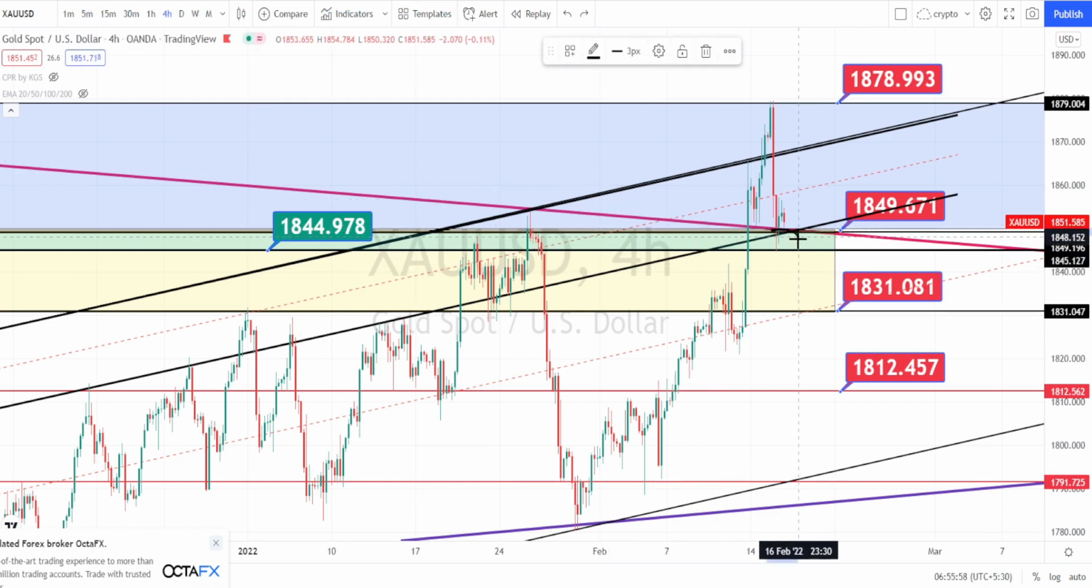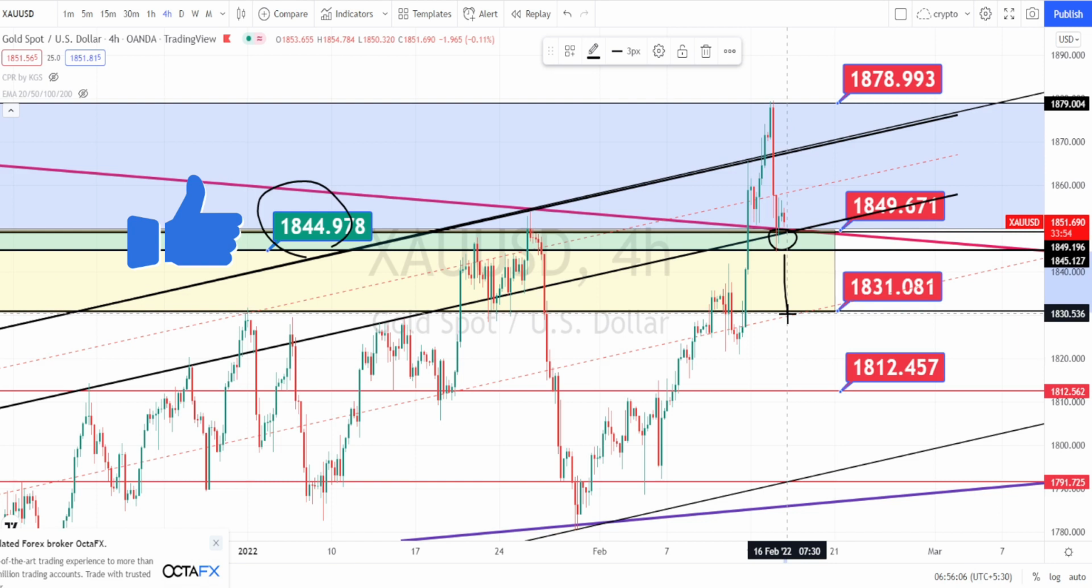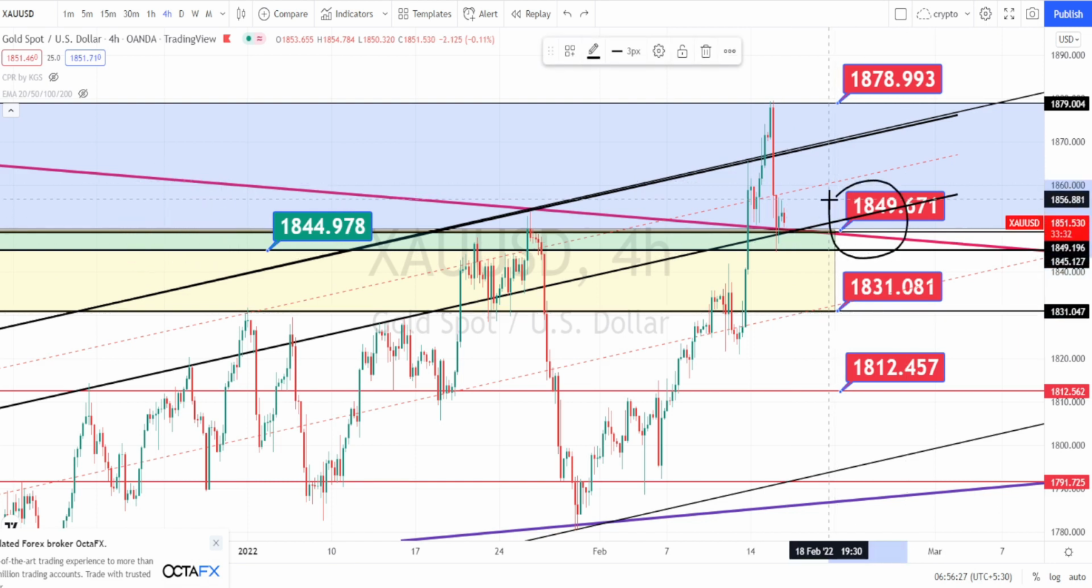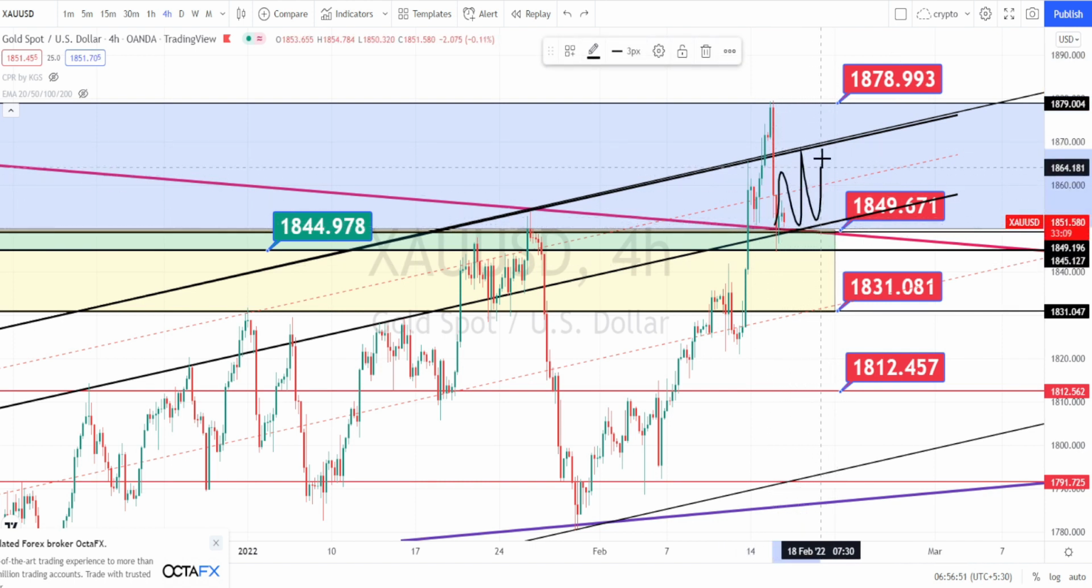Only when the price action breaks this support level of 1844, we can expect a bearish trend reversal. Still, the price action is trading between this support level of 1849 and the resistance level of 1878. And as long as this channel pattern is holding, we can expect a sideways market or the bullish market to continue. Let us mark the support and resistance level.